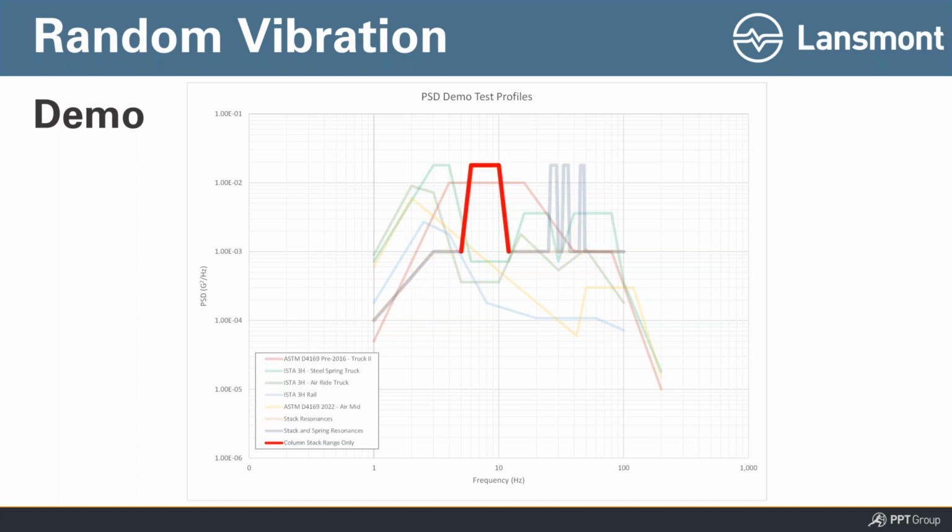And then lastly, I just kind of say, I don't need to create a profile to shake from, let's say, 1 hertz all the way to 200 hertz.